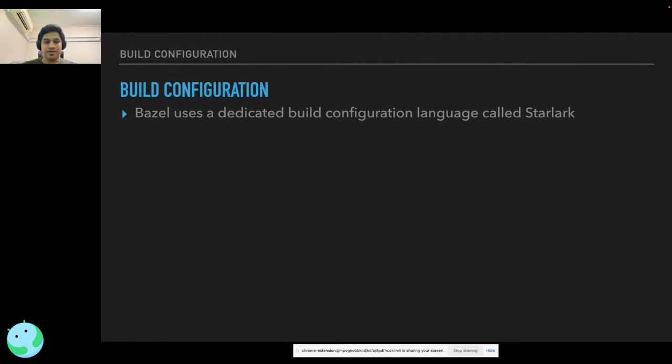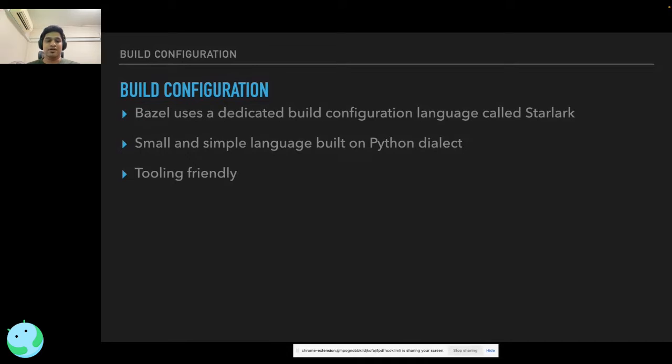I personally am fond of Kotlin a lot, and I like that I can configure my build with type safety and stuff like that. But I still have learned to like Starlark a lot. Why? Because it is a very small and simple language, it carries a Python dialect, and it is tooling friendly. By tooling friendly, it means that other tools can process the build configuration, make some changes to it, and then write it back.